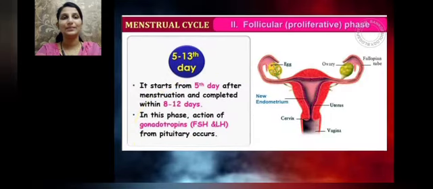So the next phase following the menstrual phase is the follicular phase, or the proliferative phase. It starts from the fifth day, soon after the menstrual phase is over, and it is completed within 8 to 12 days. And that's the duration of the follicular phase, or the proliferative phase. In this phase, two hormones, the gonadotrophins, are released from the pituitary gland. They are FSH, follicle stimulating hormone, and LH, the luteinizing hormone.